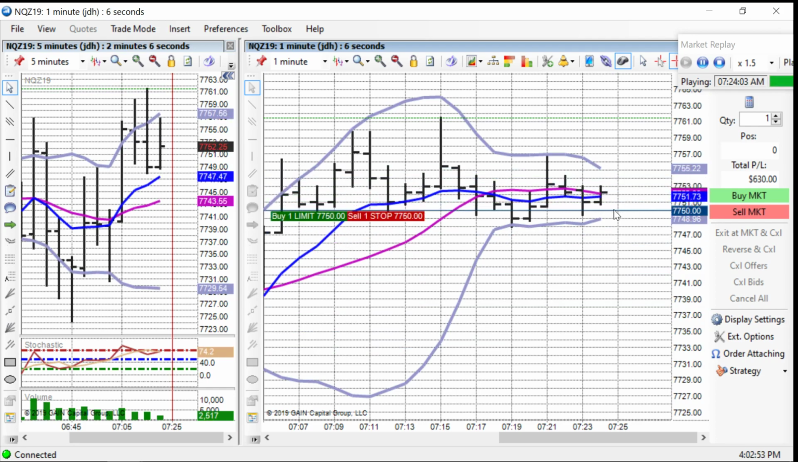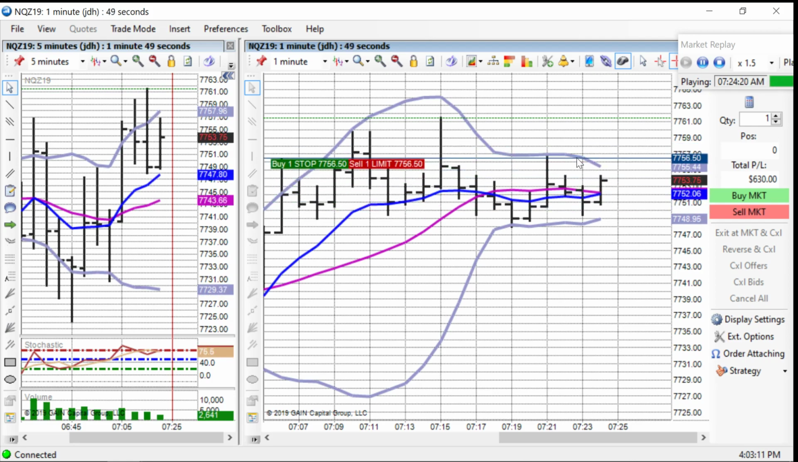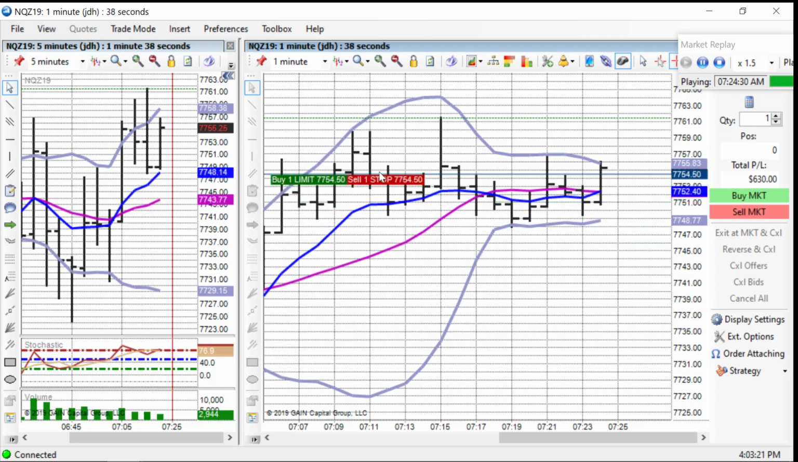It's constricting even more here, and that's what I don't want to see. I want to see that constriction turn into an expansion of the Bollinger Bands. See how the Bollinger Band lines are angling inward? That's decreasing volatility, and I don't want to trade when it's constricting. I want to trade when they're expanding outward into a trend. It looks like it's trying to break out of this range to the upside, though.